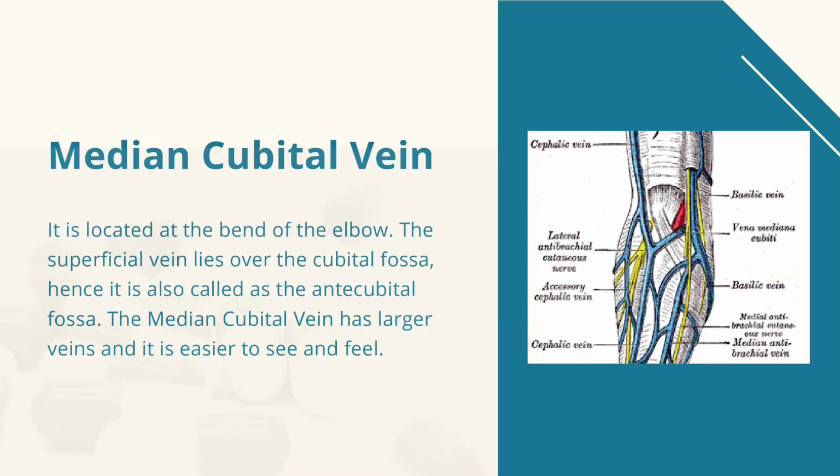The first one would be the median cubital vein. It is located at the bend of the elbow. This superficial vein lies over the cubital fossa, hence it is also called the antecubital fossa. The median cubital vein is larger, and it is easier to see and feel. It variably forms either an H or M type pattern, joining the median antebrachial, basilic, and cephalic veins.